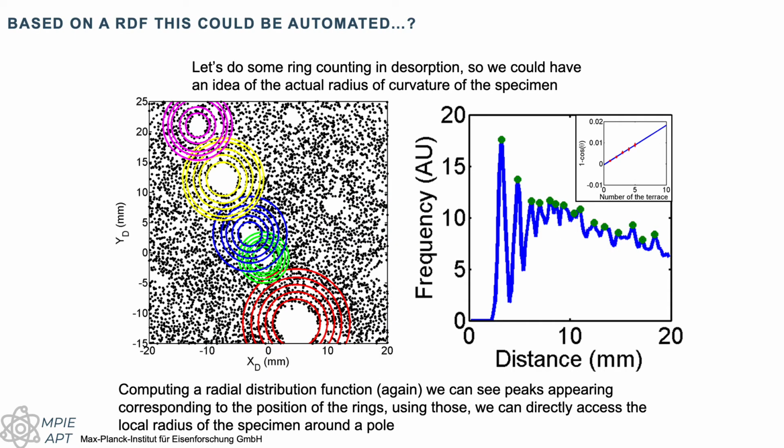There have been a few attempts to make this more straightforward, but I think this is lost in the noise of what gets published. But in principle, we could analyze directly these types of patterns automatically to find where the poles are and find what is the distance between the center of the pole and the successive rings corresponding to the local radii.